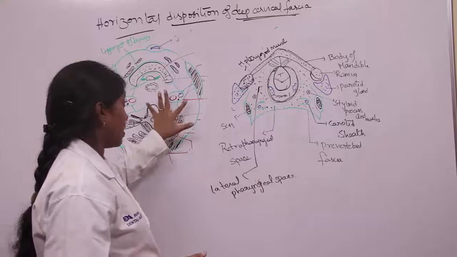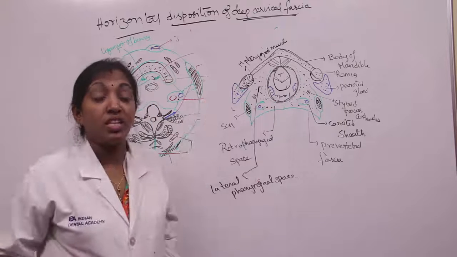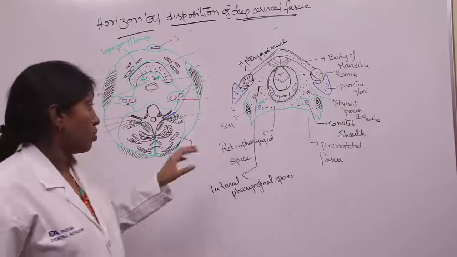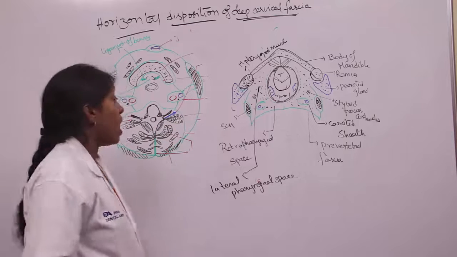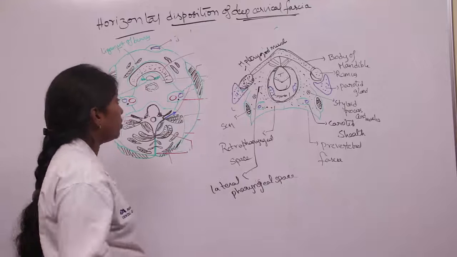And coming to the carotid sheath, the anterior wall is formed by the pretracheal layer, and the posterior wall is formed by the prevertebral layer, and that's about the carotid sheath.